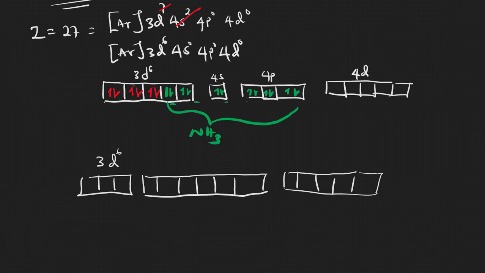So this is our 3d6, but this will be our new hybrid, which is what? 2 out of this 3d is going to be d2. Then we have 1s here, can you see it? So we have s. Then we have 3 of the p, so we have p3. So this one is here, like this, like this, like this. This one is filled up.